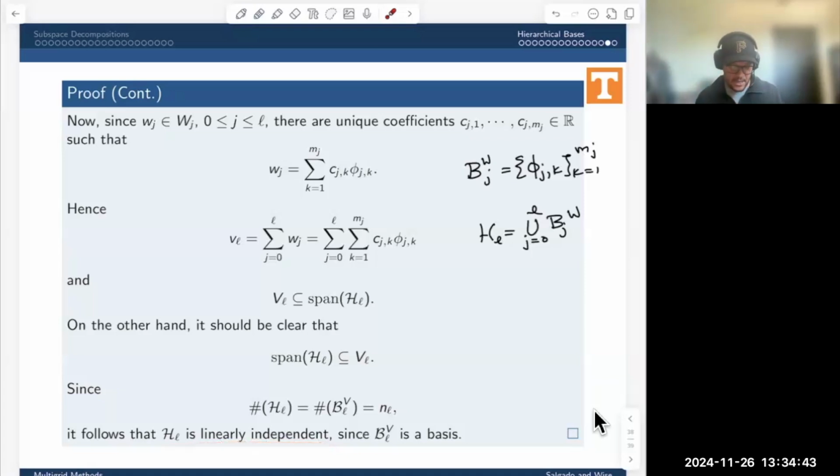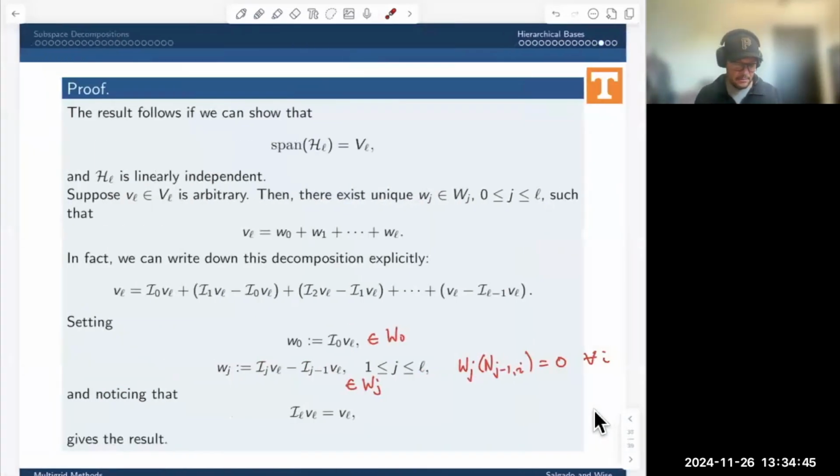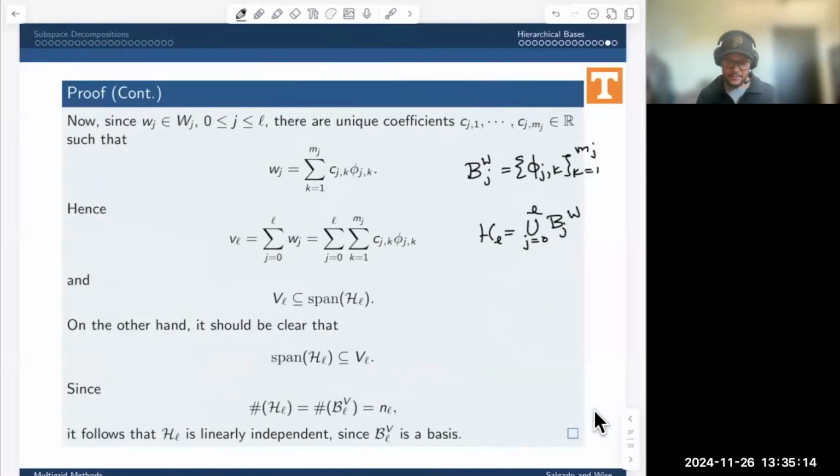So I guess the way I should have written this is that if I can show that it spans and the number of elements is exactly equal to NL, then I'm done. Rather than be confusing here, I didn't directly show that it's linearly independent. I showed that this is true and the number of elements in HL is exactly NL, which is trivial. All right, so that proves it.